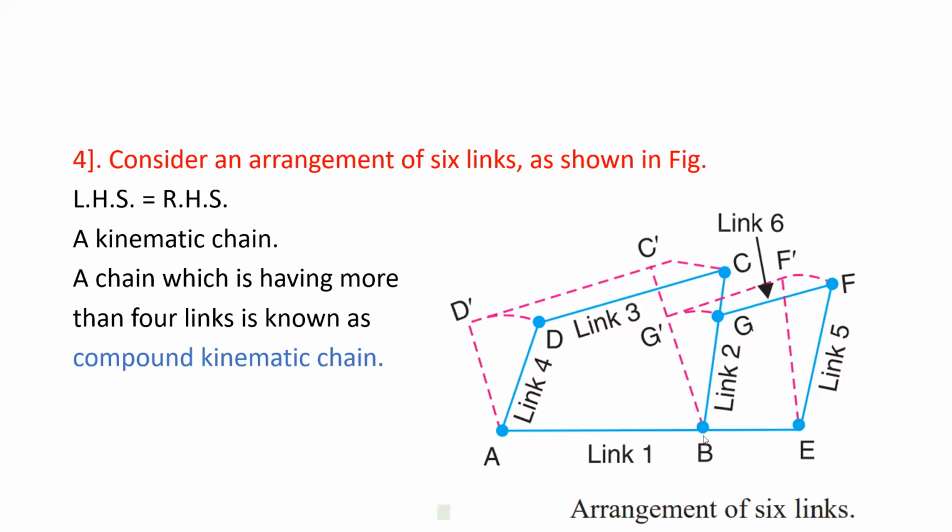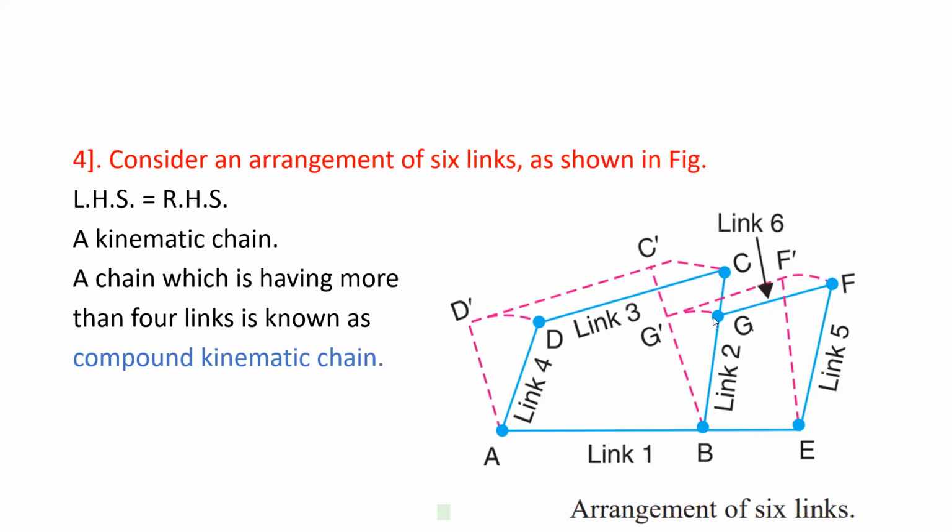If I count the pairs, I will list them. Link one, link four, one pair. Then link one is also connected to link two at point B, so it is the second pair. Link one, link two. Then link one, link five is the third pair. Then moving forward, link 5 is connected to link 6, fourth pair. Link 6 is connected to link 2 at point G.